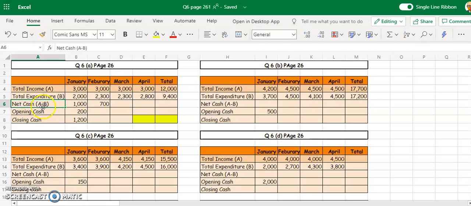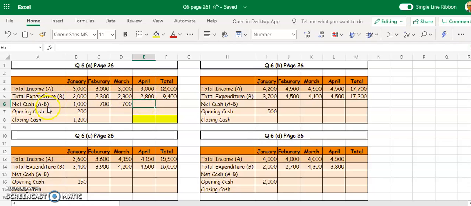Your net cash then is the money you've left over at the end of the month. So it tells us here A minus B. A for January is 3,000, B for January is 2,000. So 3,000 minus 2,000 will give you 1,000. Same then for February. A is 3,000, B is 2,300. So A minus B gives you 700. March then. Net cash, A minus B. So A is 3,000, B is 2,700. So take one away from the other, and you get 700.